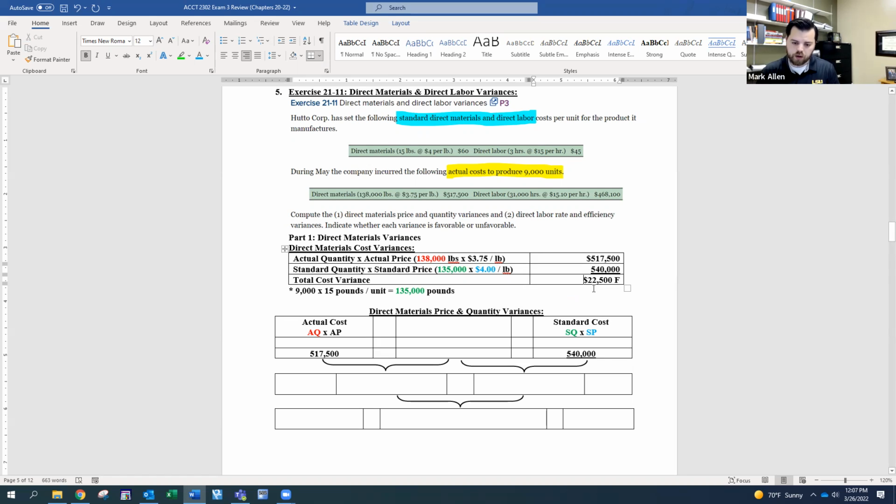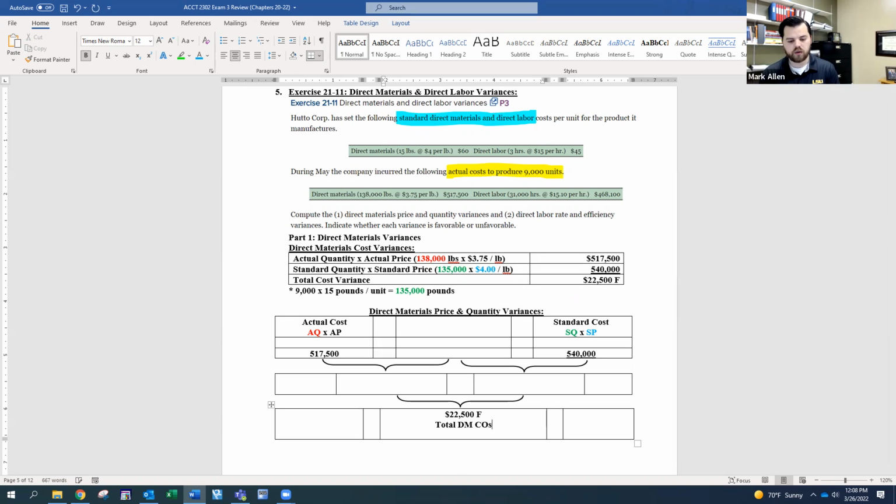But basically what we're going to be able to do at this point is, if you want, you can take that 22,500, drop it down and realize this will be your total direct materials cost variance.